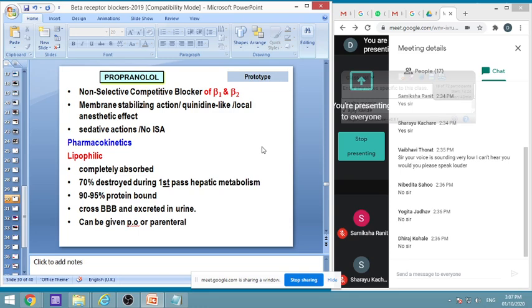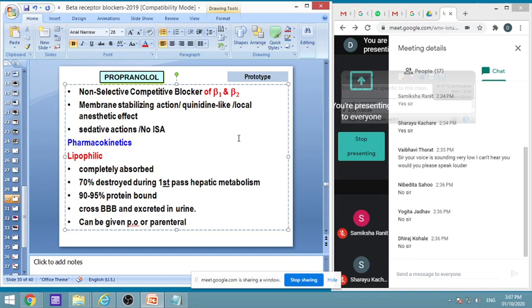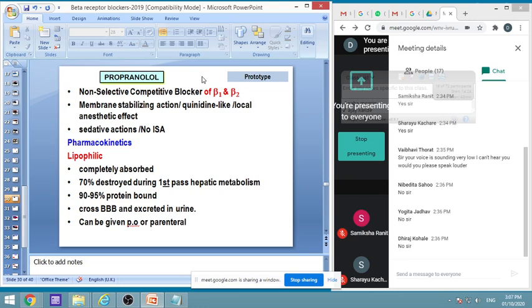It is a non-selective beta 1 beta 2 blocker. It has a membrane stabilizing effect, which we call quinidine-like or local anesthetic-like effect. It has a sedative action, but it does not have any intrinsic sympathomimetic activity. It is lipophilic in nature, that's why, as we have seen, it is used in migraine and in anxiety disorders. Already we have seen it.